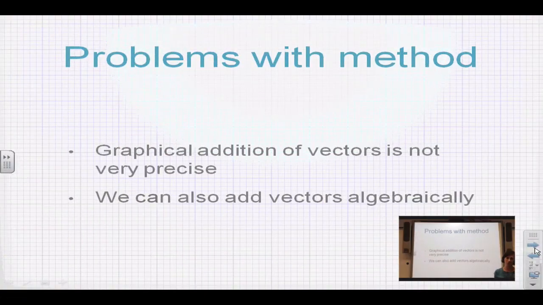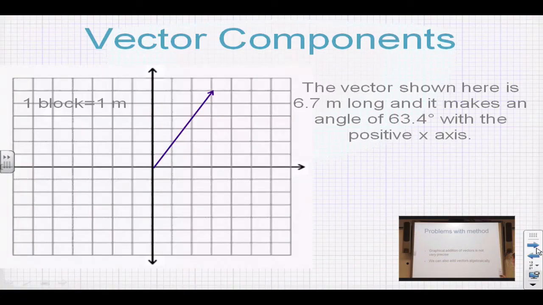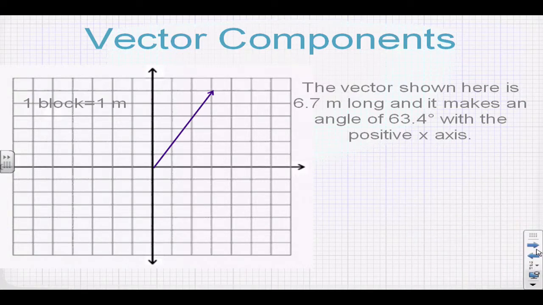Going to be using most often in this class, and that is addition of vectors algebraically. So let's review a couple of things that you probably know from math class already. The vector that we have here is 6.7 meters long. It's making an angle of 63.4 degrees with the positive x-axis, and here we're saying that one block is equal to 1 meter.